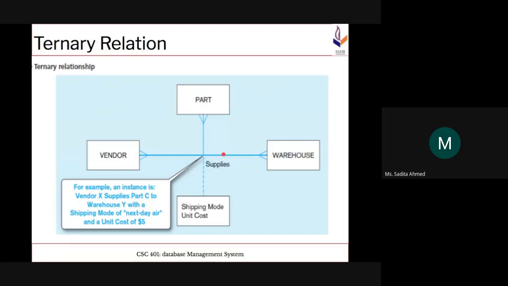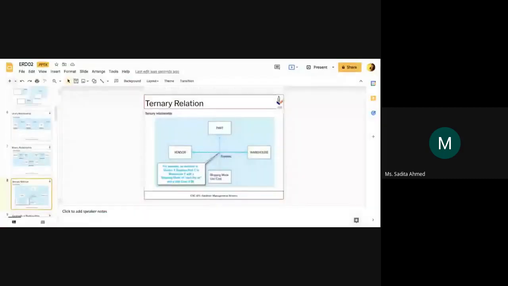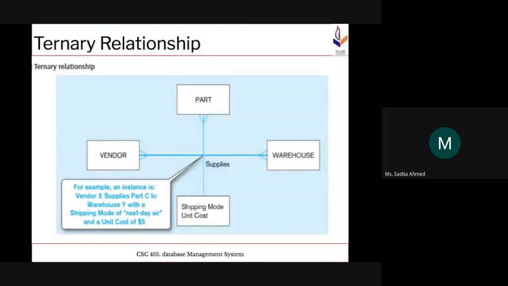Okay. Now, finally, ternary relationship. Ternary relationships are those which associate three entity types at the same time. Right? Three entity types at the same time, as you can see here, which is being done by the relationship between vendor, part, and warehouse. The supplies relationship specifically between vendor, part, and warehouse. So three entity types associated by one relationship.